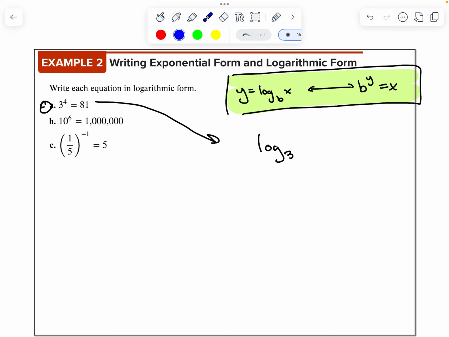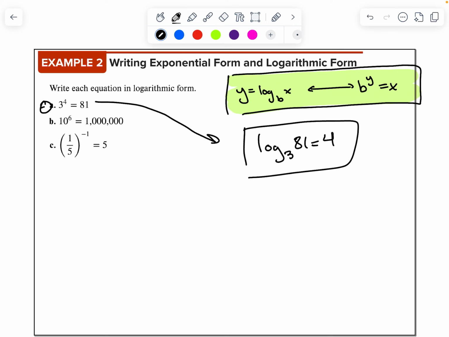The number that was on the opposite side of the exponent is going to go with the logarithm. So here the number on the opposite side, the 81, is going to go with the exponent. And the number on the closest side of the exponent goes to the other side. And that is my logarithmic form. It gave me the problem in exponential form. I wrote it in logarithmic form. Take a second, pause, and see if you can do these other two.